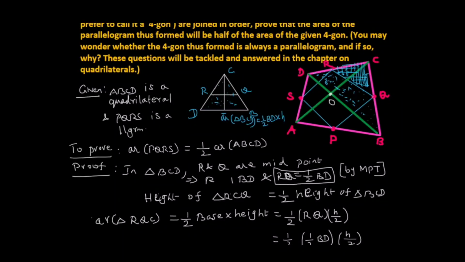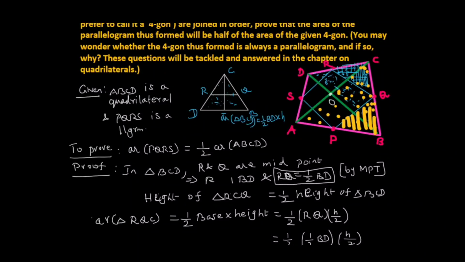Like that, you can take the remaining triangles also. For example, to find this triangle's area, the area of triangle BPQ is equal to 1 by 4 the area of triangle ABC. With the diagonal, you need to consider ABC, the full triangle.